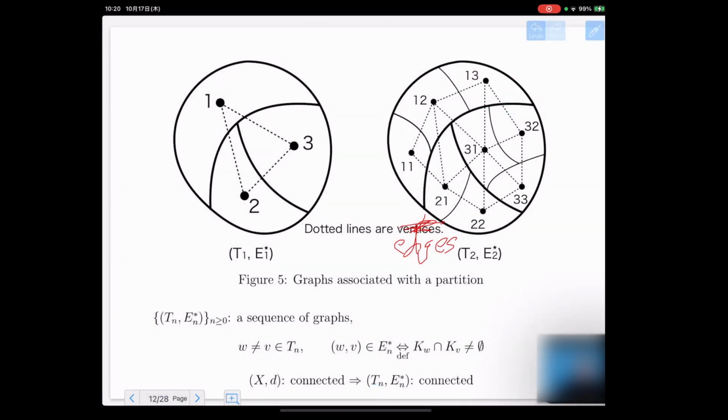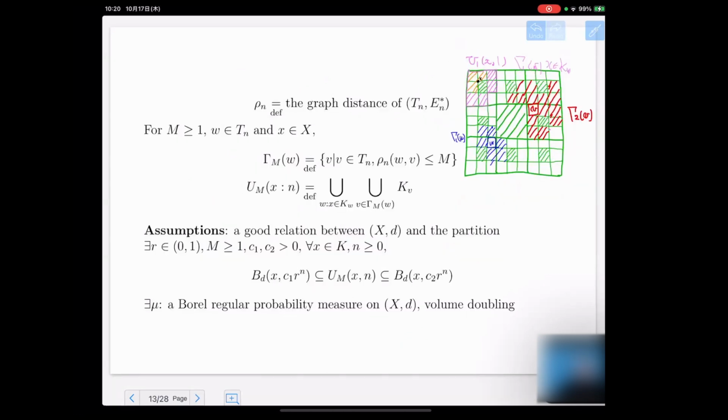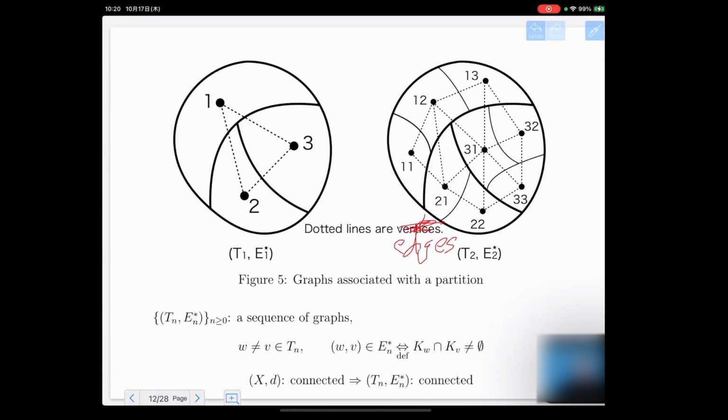Okay, so now we have set up the graph, and here is some notation. So this is the graph distance on Tn, En. Graph distance just means that, for example, the distance between this one and this one is the length of the minimal path. In this case, the minimal path is this one. So that length is 2, okay? So 2 steps here, so the length is 2, okay?